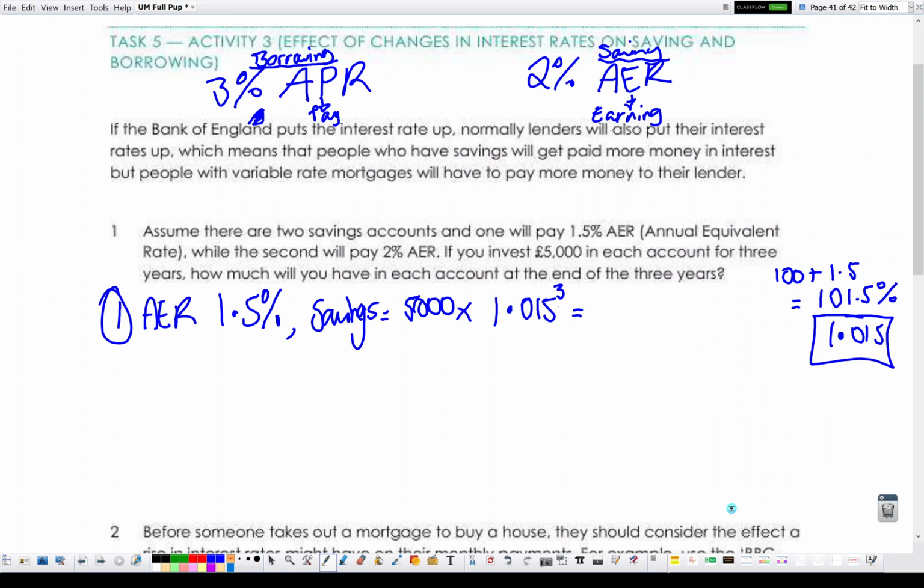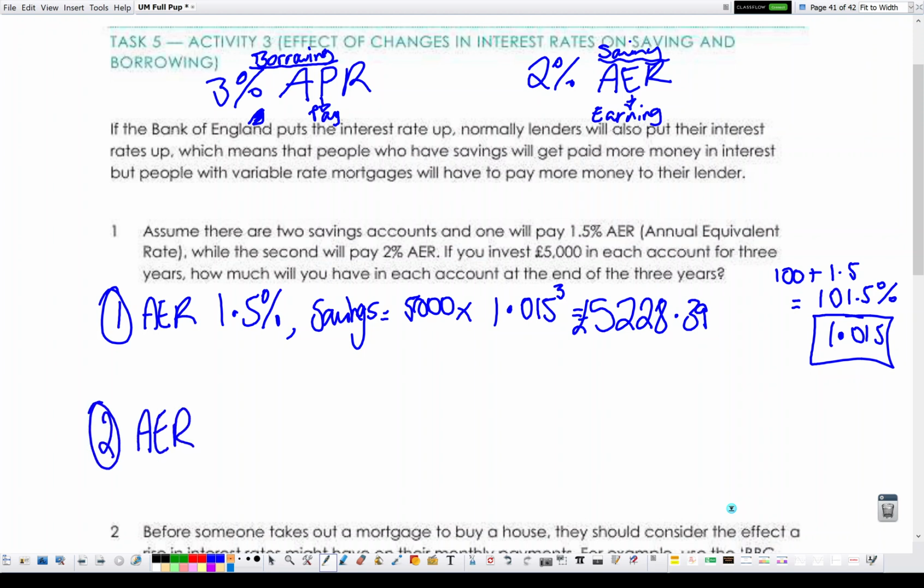So get your calculator. 5,000 times 1.015 to the power of 3, and the value of the savings after 3 years, if you didn't touch that money, is then going to be £5,228.39.